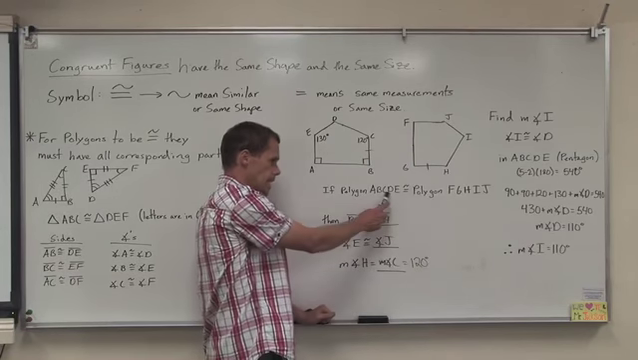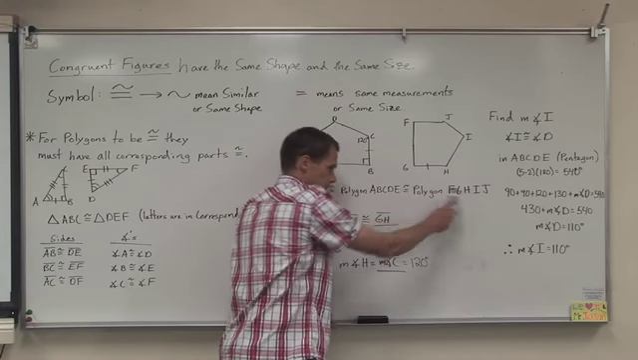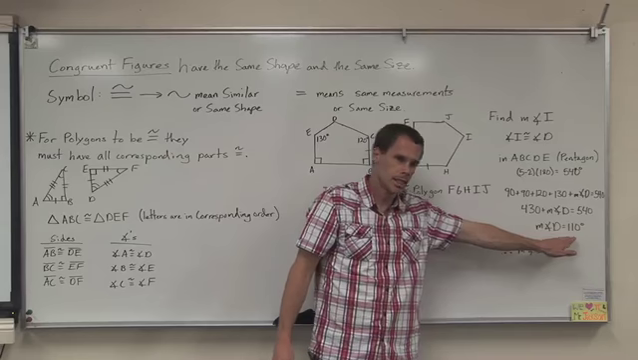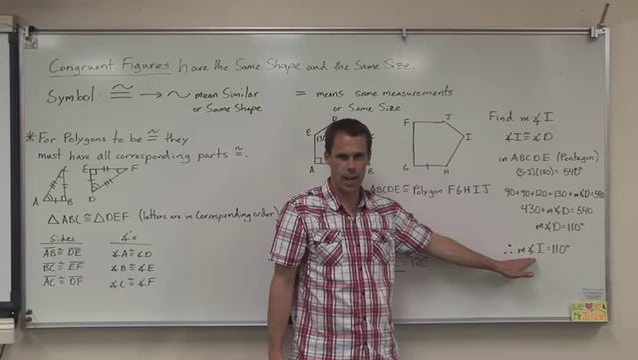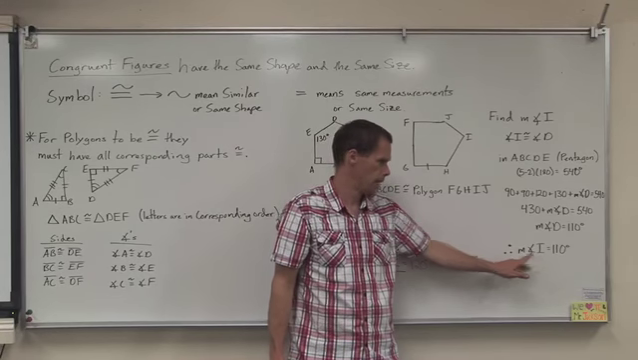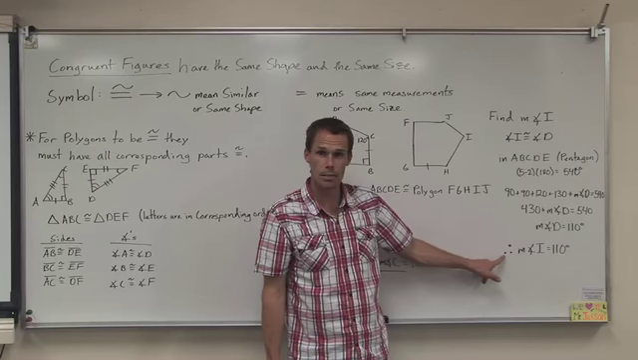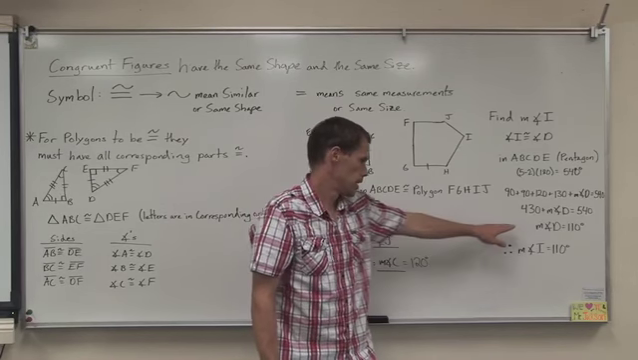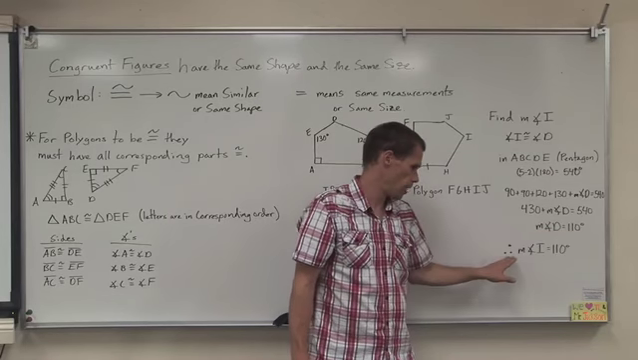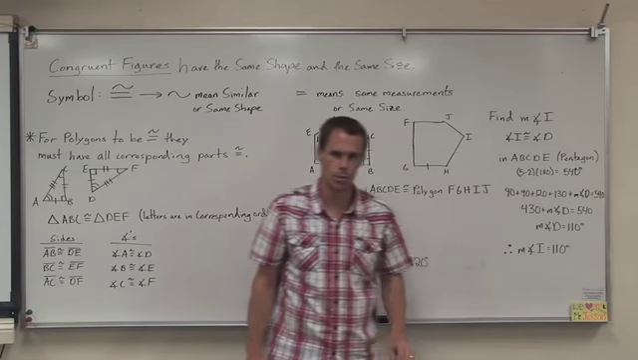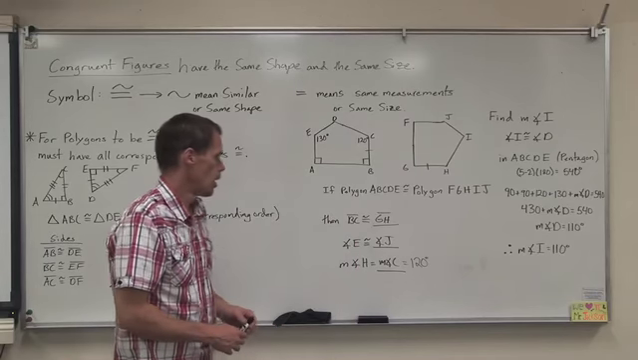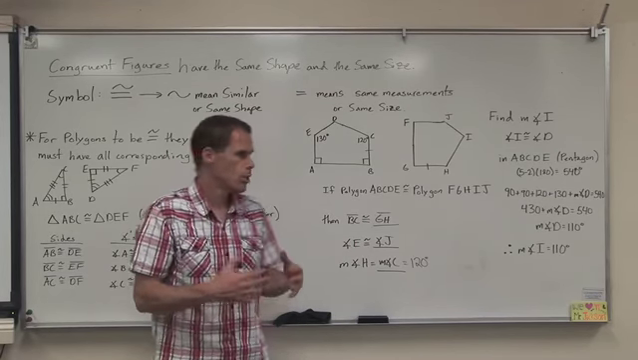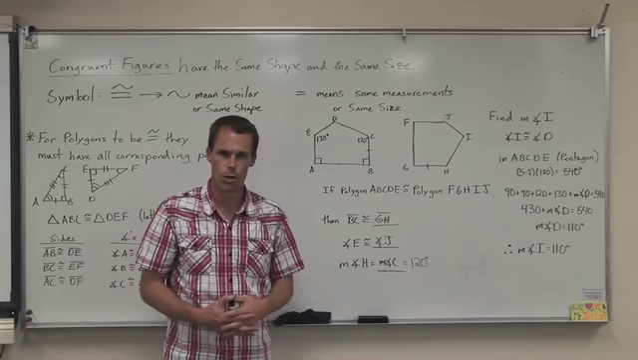And because D corresponds with I, if D is 110, then the measure of angle I is equal to 110. These three dots mean therefore. It's a mathematical symbol for the word therefore. Measure of angle D equals 110, therefore measure of angle I equals 110. Alright, so now we're going to take a look at a few other examples of what kind of work we would do with congruent polygons.